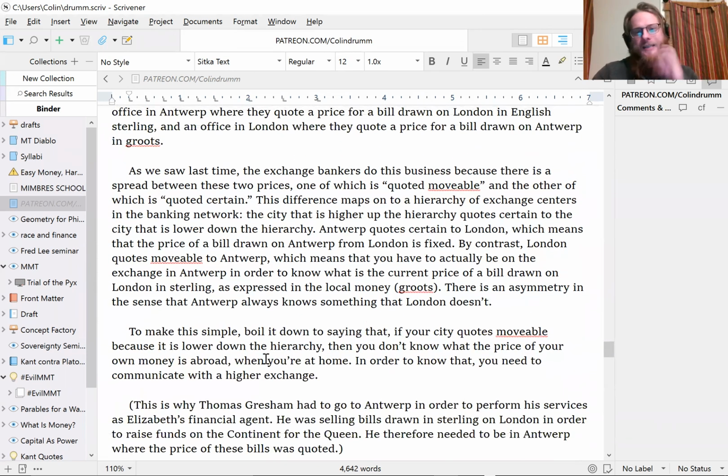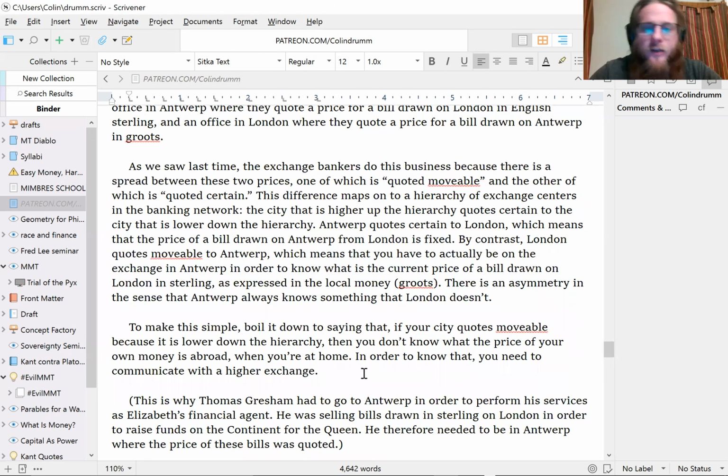As we saw last time, the exchange makers do this business because there is a spread between these two prices, one of which is quoted movable and the other which is quoted certain. So this difference maps onto a hierarchy of exchange centers in the banking network. This is the asymmetry.